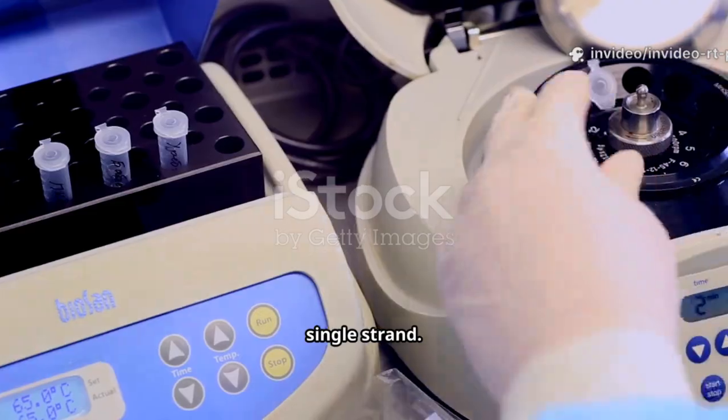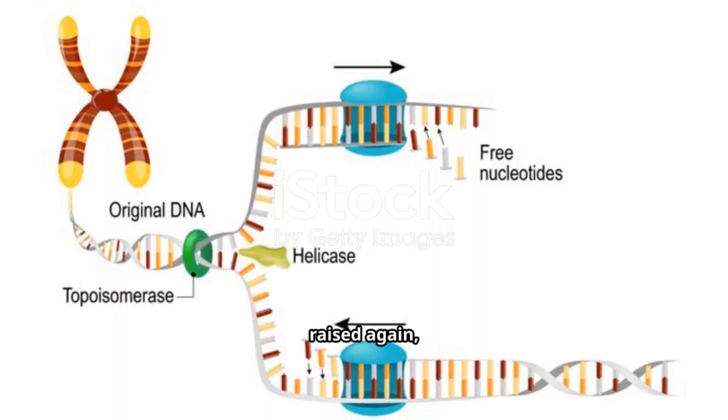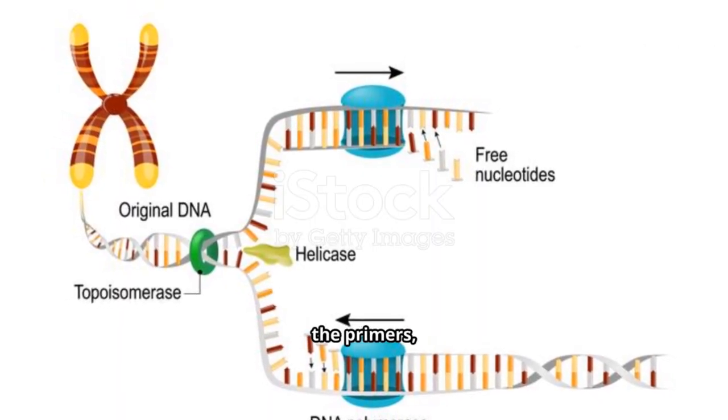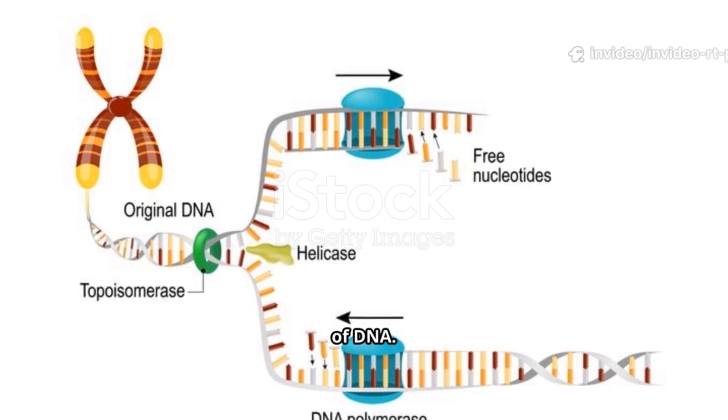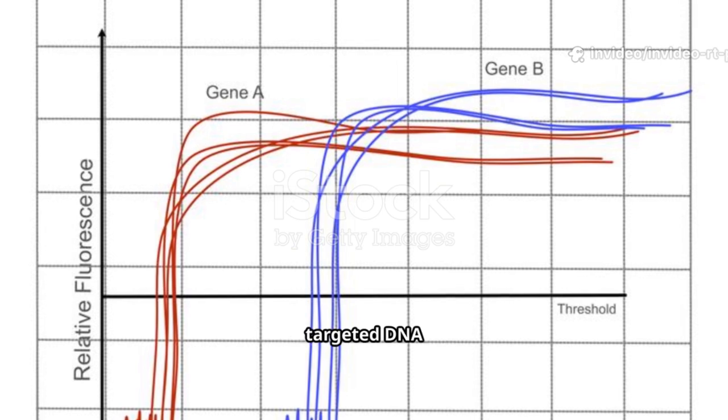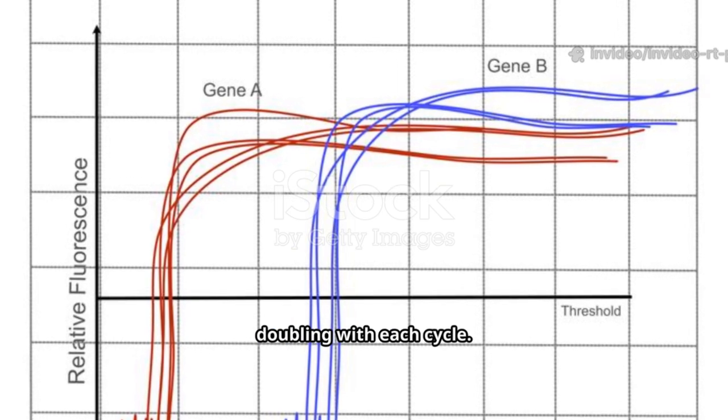each single strand. Elongation. The temperature is raised again, and an enzyme called DNA polymerase extends the primers, building a new complementary strand of DNA. This cycle repeats 25-50 times, with the amount of targeted DNA doubling with each cycle.